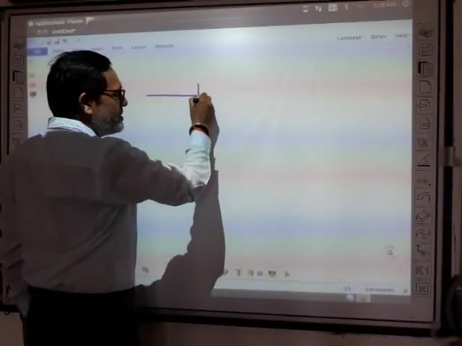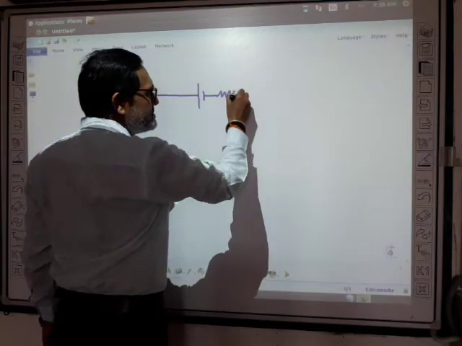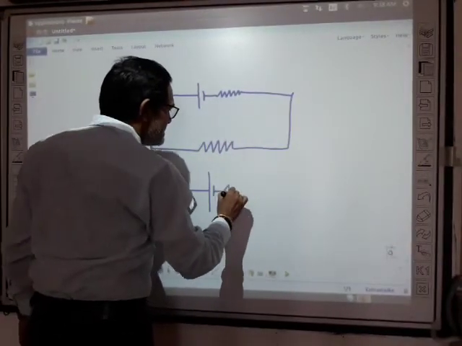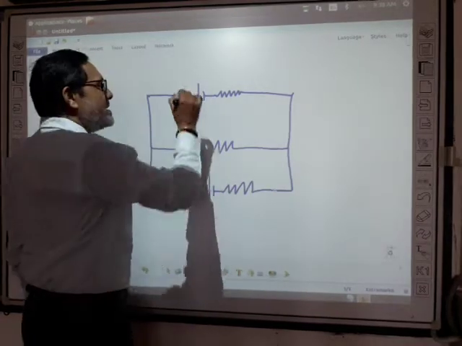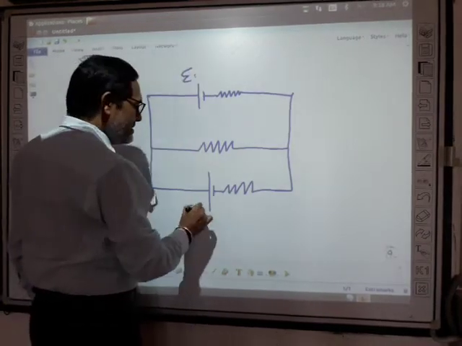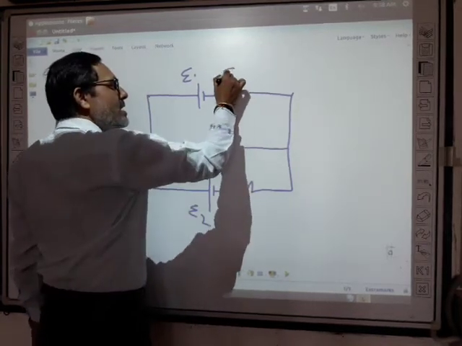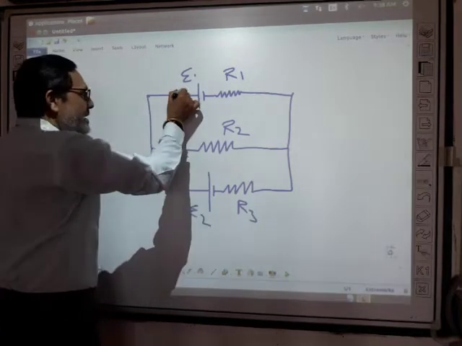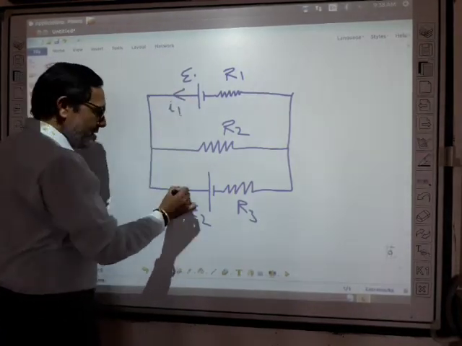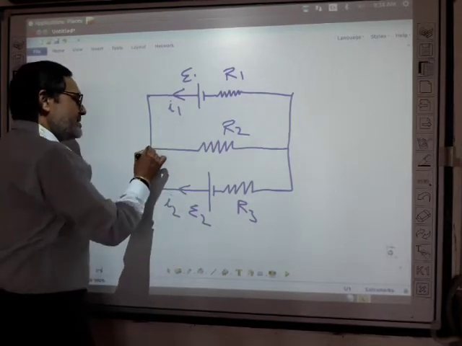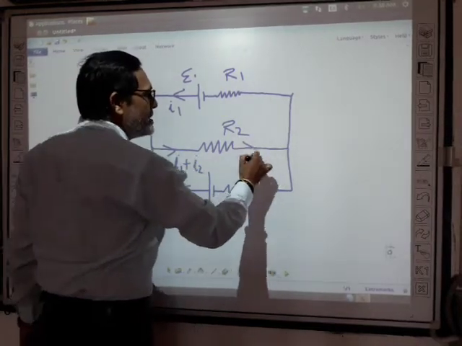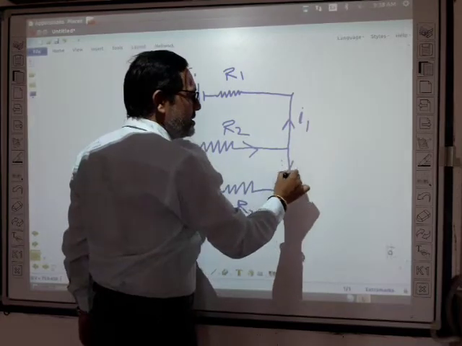One circuit, a very simple circuit. Suppose E1, E2, R1, R2, R3. The direction of current is I1, this is I2, they meet here and move as I1 plus I2, here again I1 and here I2.